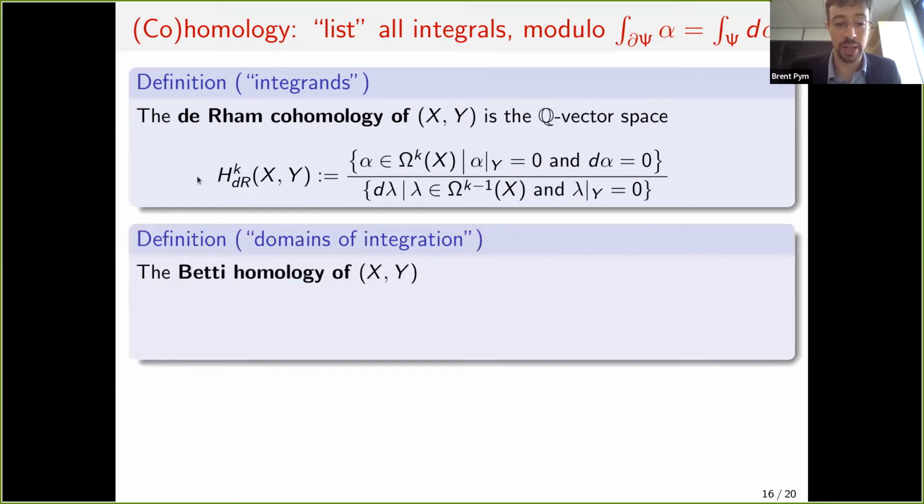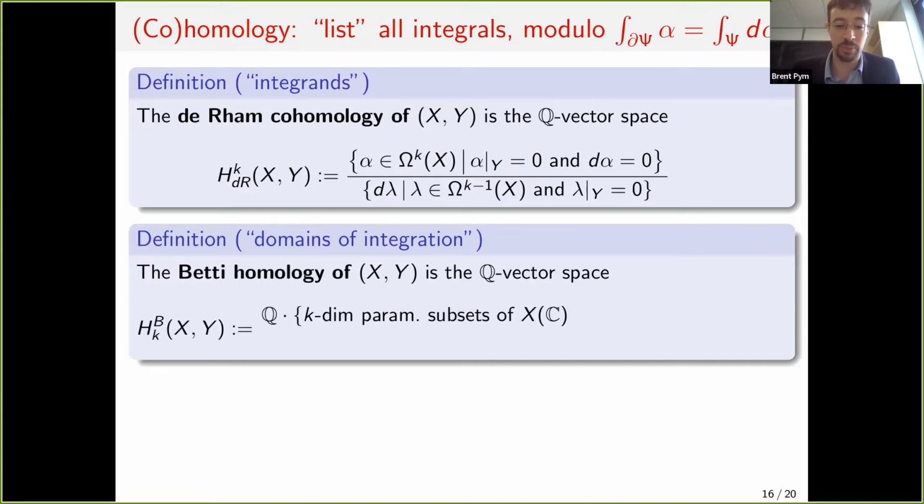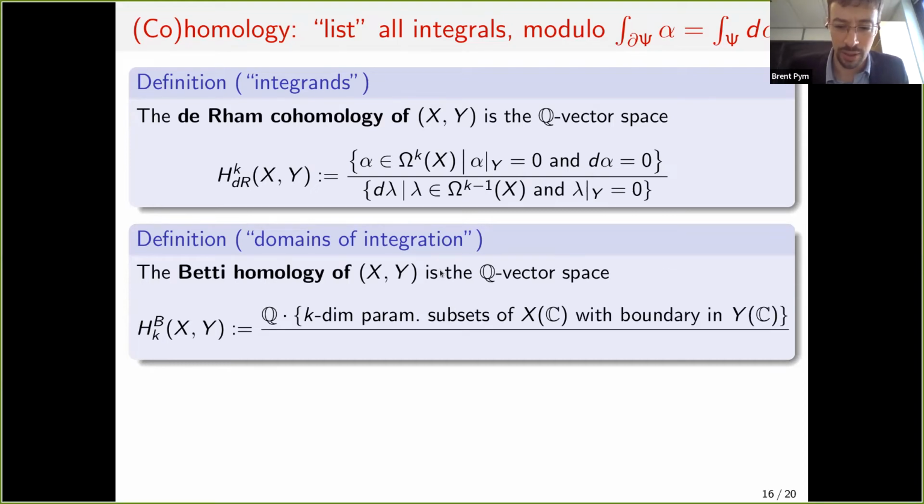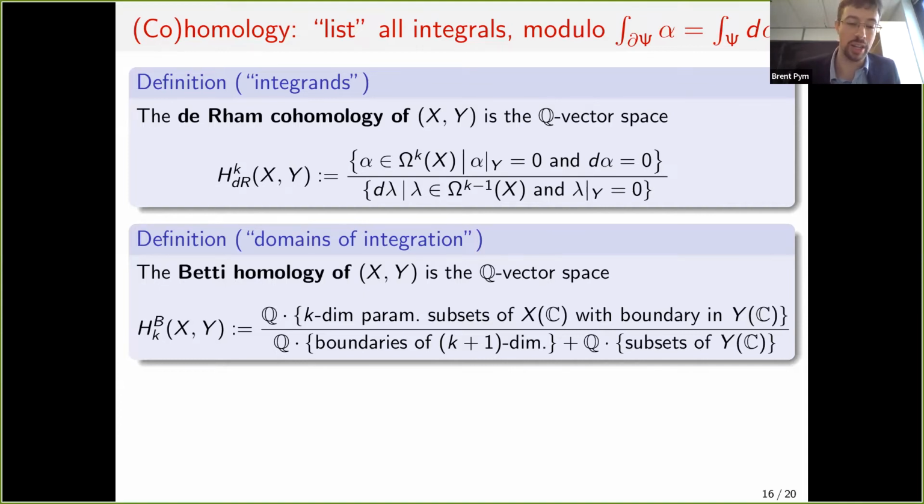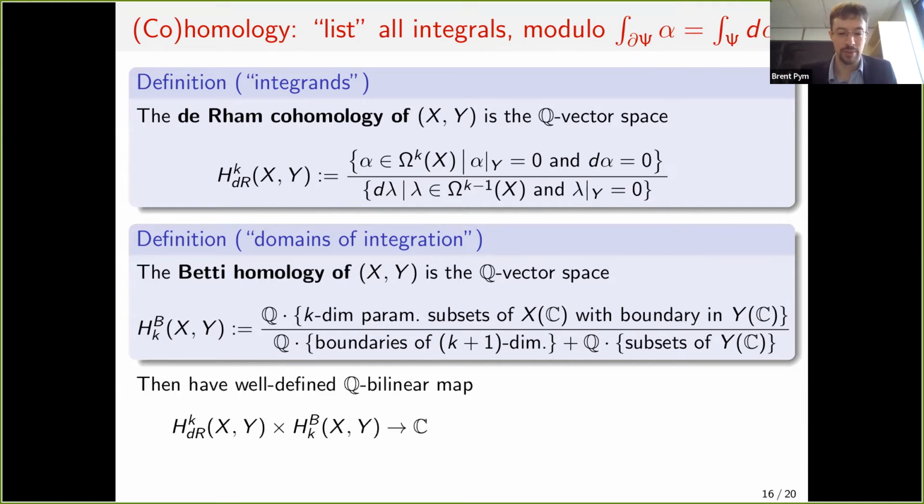And at the same time, you define something which is called the Betti homology, which keeps track of the possible domains of integration. So this is again a rational vector space which has the following construction. You somehow take formal linear combinations of subsets of the complex points whose boundary lies in y, and then you ignore the ones which are themselves boundaries of something else, and you ignore the ones which are completely contained in y.